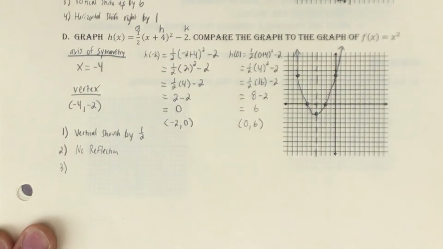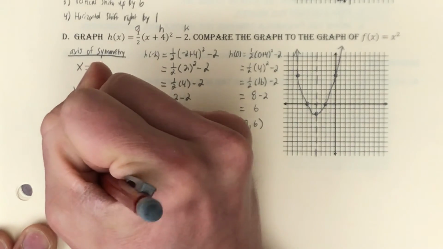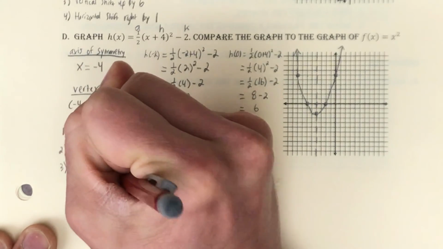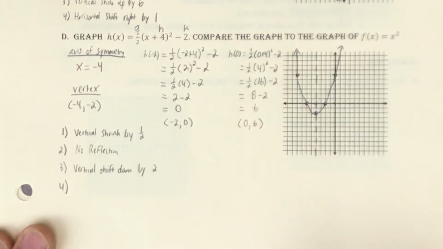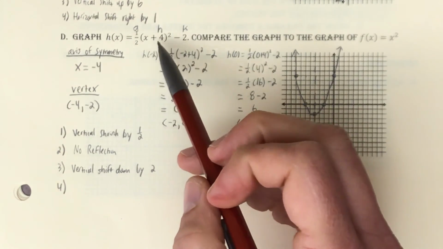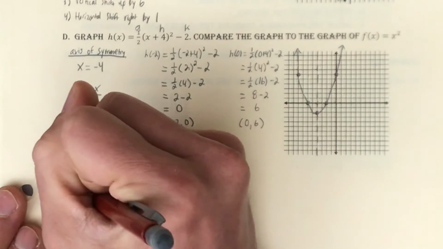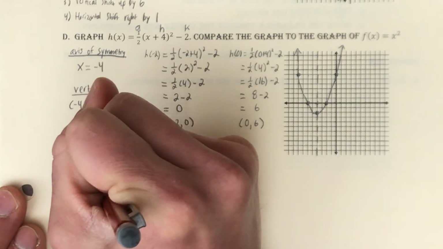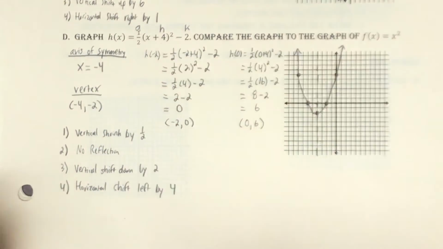Third thing I want to look at is, do I have a K? So did I have a vertical shift up or down? I do have a K, and it's negative, so that means I had a vertical shift down by 2. And then last thing is horizontal shift. So did I move left or right? That's determined by H, and it works as an opposite. So it was +4, but it's really -4 as we've talked about, and that is a shift leftwards. So we had a horizontal shift left by 4.